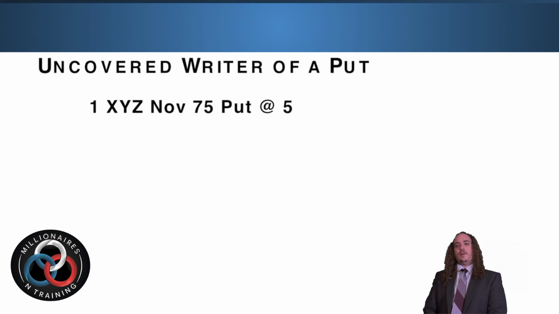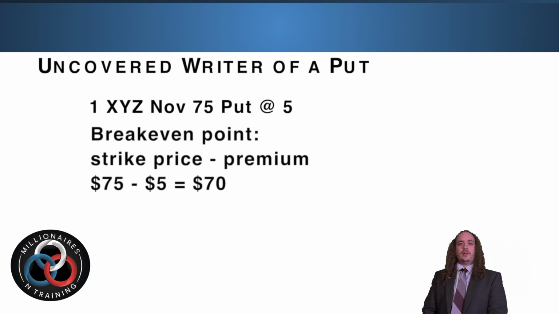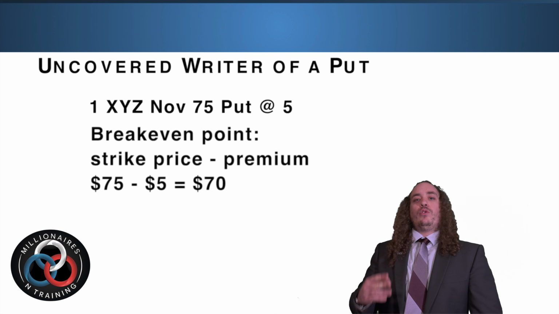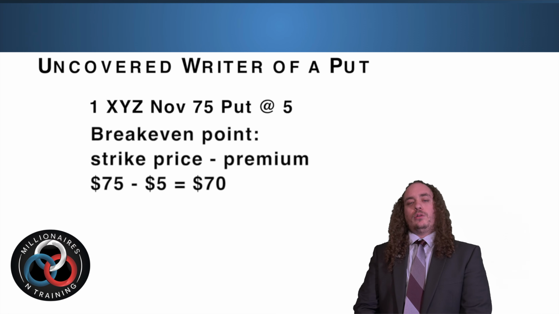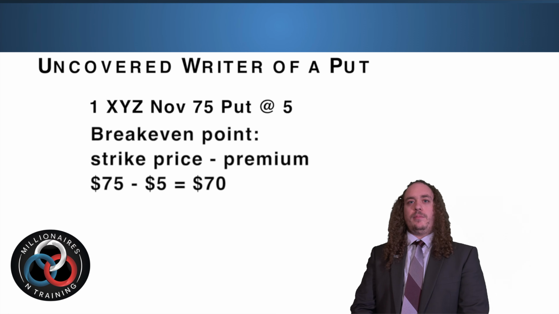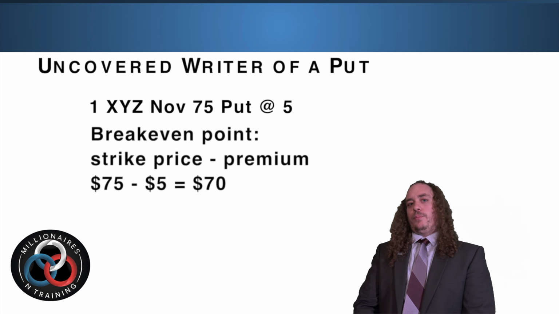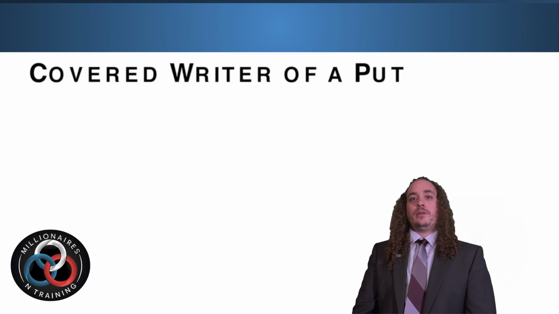But what is the break-even point for the writer of an uncovered put? It is equal to the strike price minus the premium. Remember that the writer receives the premium. When will the writer lose the equivalent of the premium on the stock? When the price goes down. Put down the phone, right?